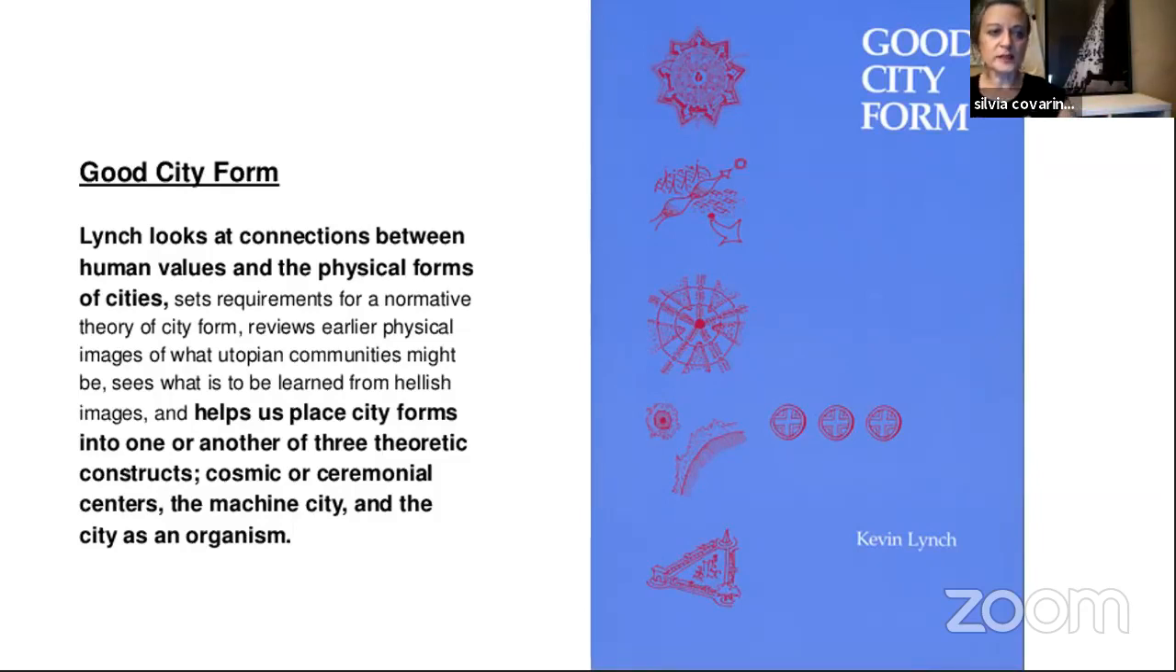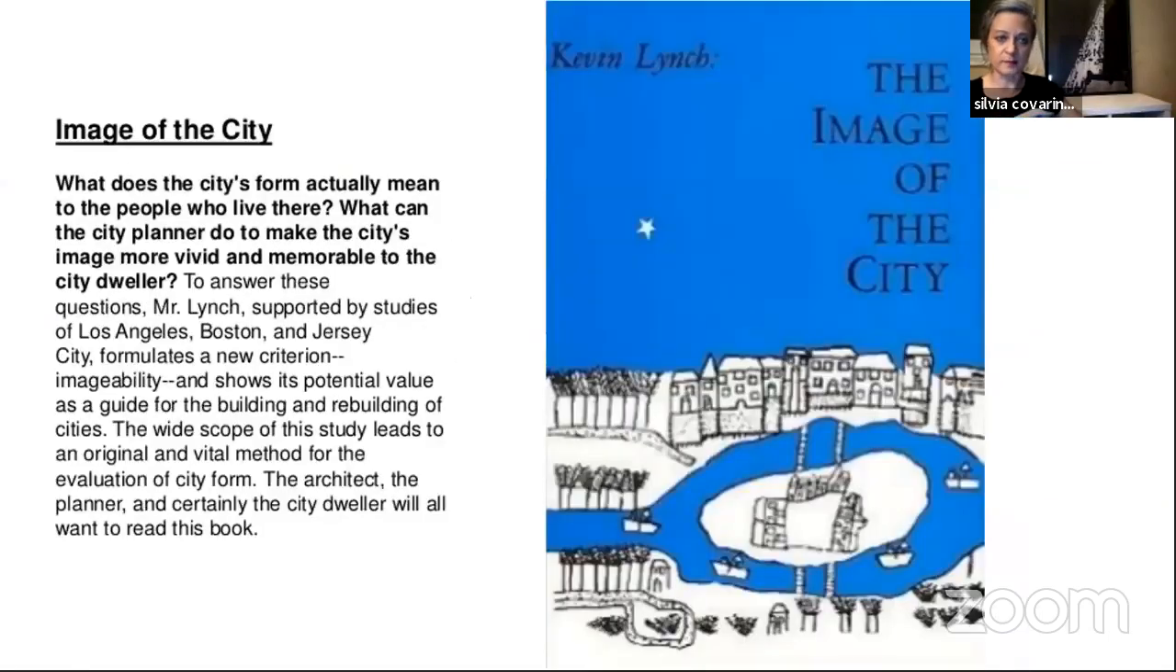Anyway, back to the book. It places city form into one of three theoretical structures: the cosmic or ceremonial center, the machine city, and the city as an organism. As I mentioned before, of course it depends on the scale of the city, village, town. Any kind of urban settlement reflects such dynamics of the city, but a city and a megacity have a different impact.